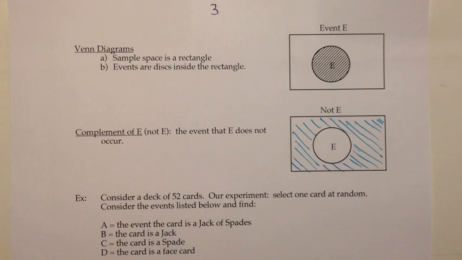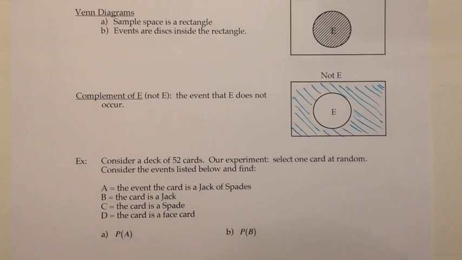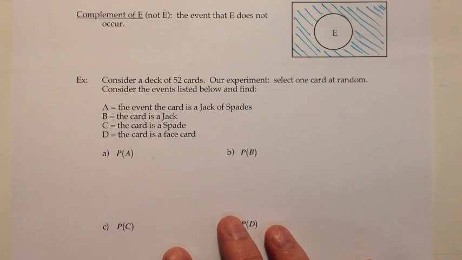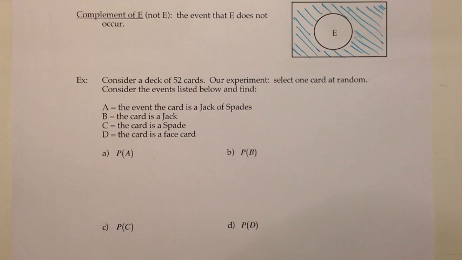Let's go ahead and practice this new definition of complement and some more basic probabilities by moving to an example with a deck of cards. So consider a deck of 52 cards. Our experiment is going to be select one card at random and consider the events listed below, and then find the probabilities listed below that. So the events that we're going to be working with are A, the card is a jack of spades, B, the card is a jack, C, the card is a spade, and D, the card is a face card.